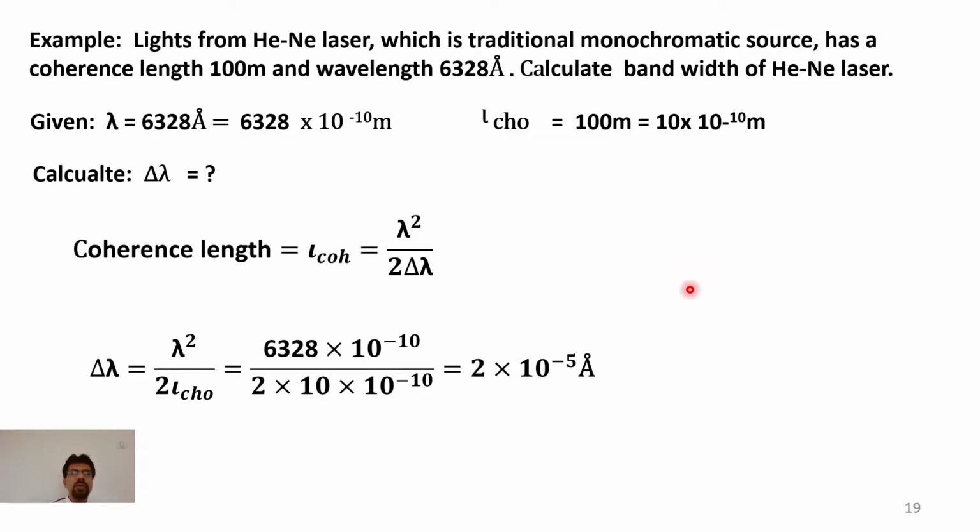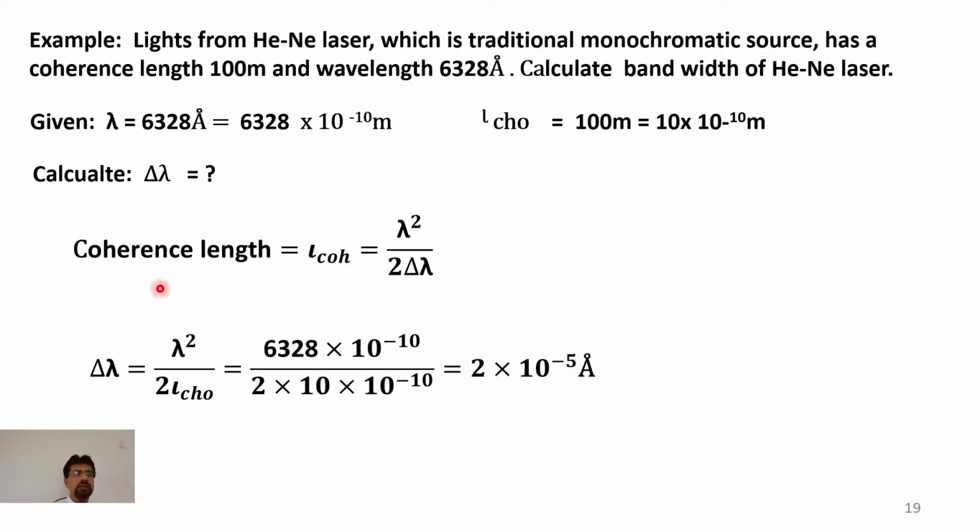The second problem is: the light from the helium neon laser, which is a traditional monochromatic source, has a coherence length of 100 meter and wavelength 6328 angstrom. Calculate the bandwidth of the helium neon laser. Now you have to write the given things. The wavelength lambda is given and the coherence length is given. So you have to calculate the bandwidth, that is del lambda.